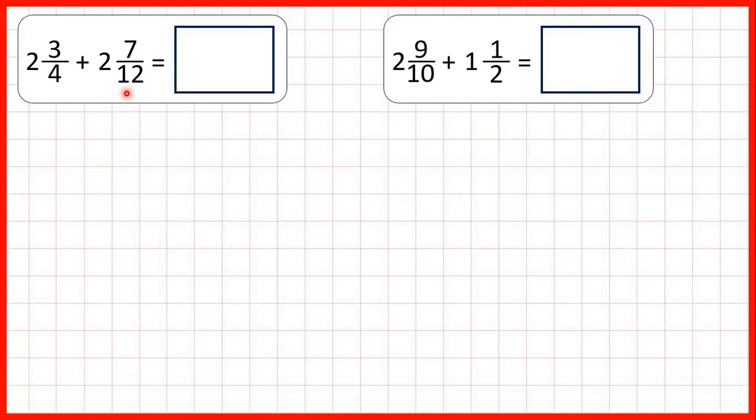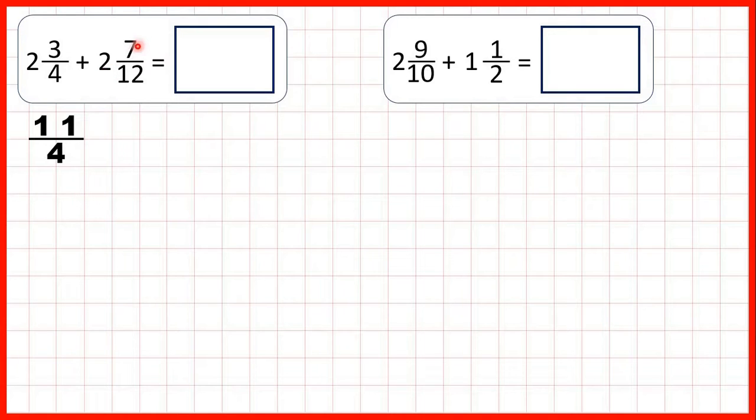Now we're adding mixed numbers, but this time we're going to get our answer by first changing both of our mixed numbers to improper fractions. Remember, to change a mixed number to an improper fraction, we multiply the whole number by the denominator and then add the numerator. So, to change 2 and 3/4 to an improper fraction, we do 2 times 4, which is 8, then we add 3, which gives us 11. So that's our numerator, and the denominator stays the same.